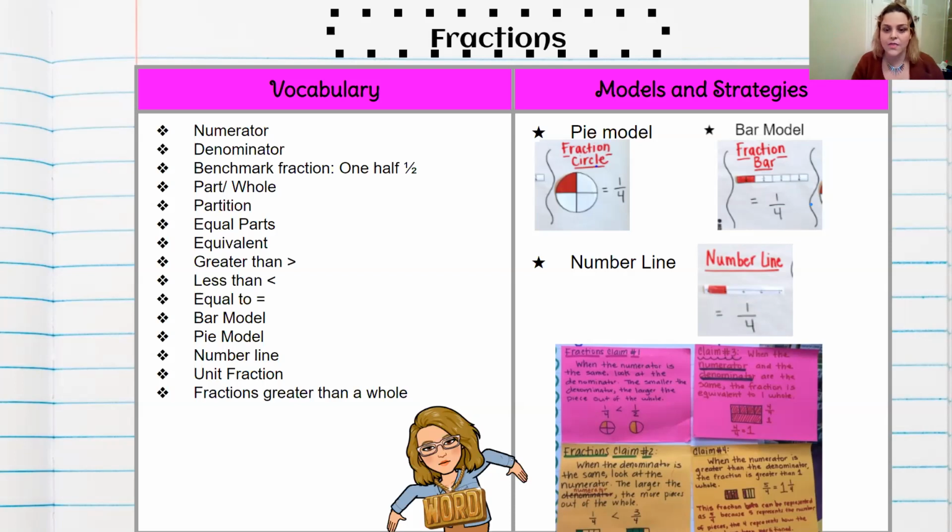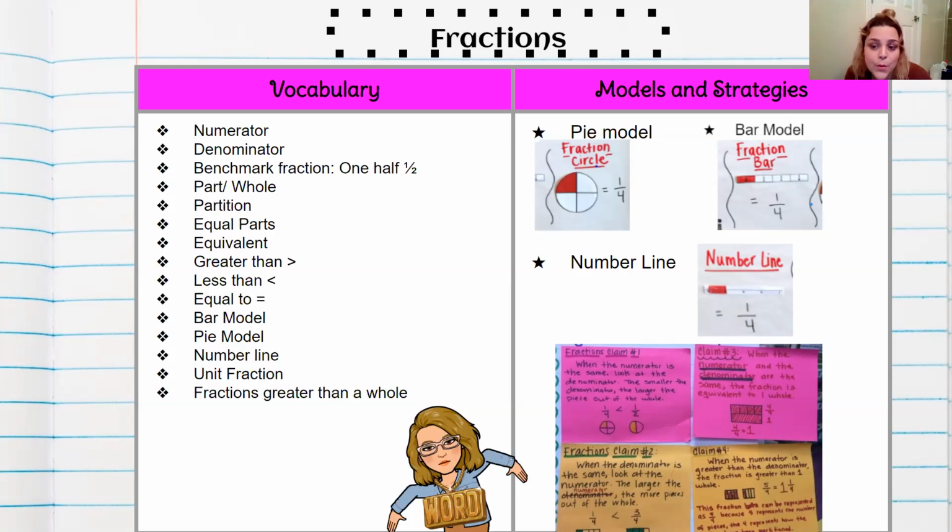Number line model, and then our claims, those are kind of hard to see, so I'm going to read them out loud to you. Claim number 1, when the numerator is the same, look at the denominator. The smaller the denominator, the larger the piece out of the whole. So 1/4 is less than 1/2. Claim number 2, when the denominator is the same, look at the numerator. The larger the numerator, the more pieces out of the whole. So 1/4 is less than 3/4. I'd rather have 3/4 of a chocolate than 1/4 of a chocolate.